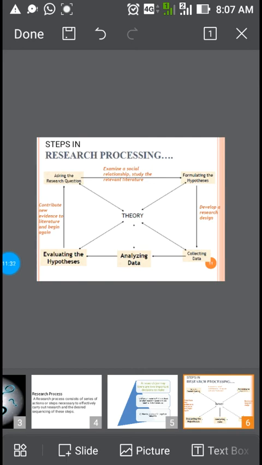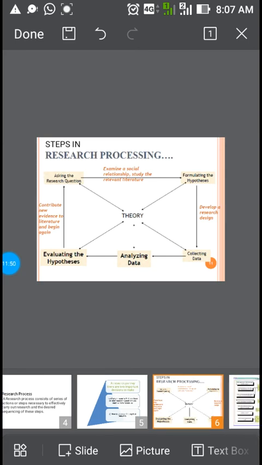Once you work on the processing and optimization of the data, then your objectives and hypotheses will fit into the model, and finally you come to the conclusions. So in this way, the research is done.